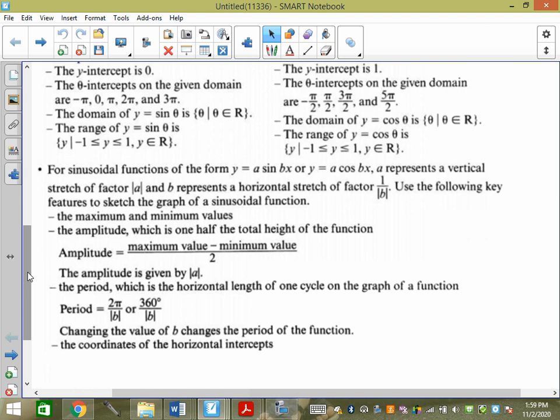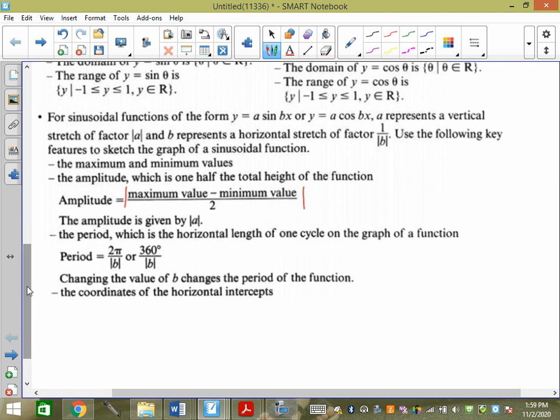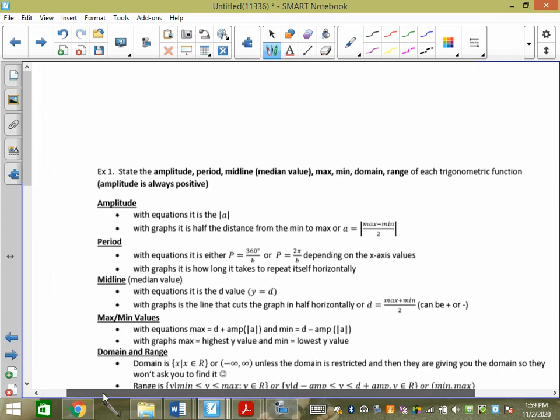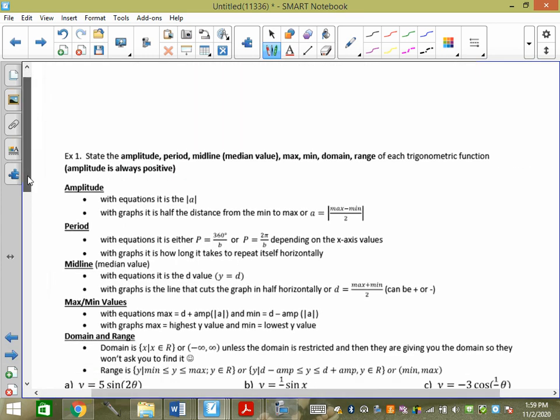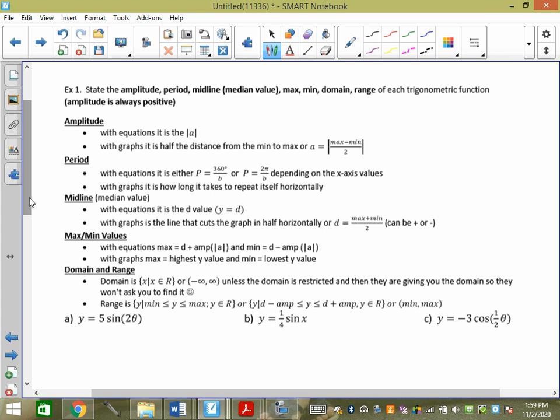Amplitude, this should be absolute values. Because your amplitude is always positive. From an equation, it's absolute value of a. Period is 2 pi over b, or 360 over b. And then that's just a little summary. Flipping over, it gives you all the summaries of how to do amplitude off of an equation, off of a graph, how to do period off of an equation, off a graph, midline, all of the little summaries.